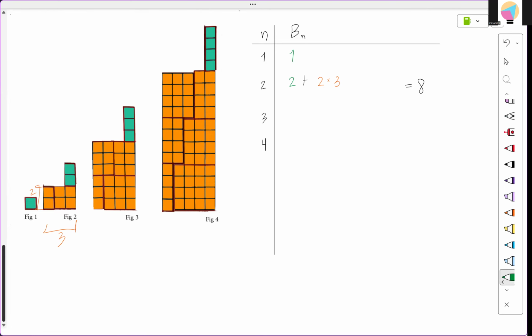Going to figure 3. So looking first at the green, there are 3 of them. Plus, now we look at the orange. And here, you always need to do this in the same order. Because I put the 2 first, and that was how tall it is, I again need to go with how tall it is. So that's 1, 2, 3, 4, 5, 6. So 6 by 4.